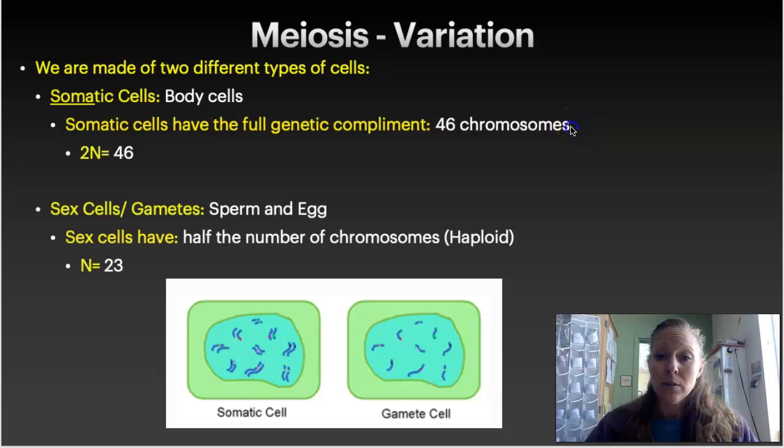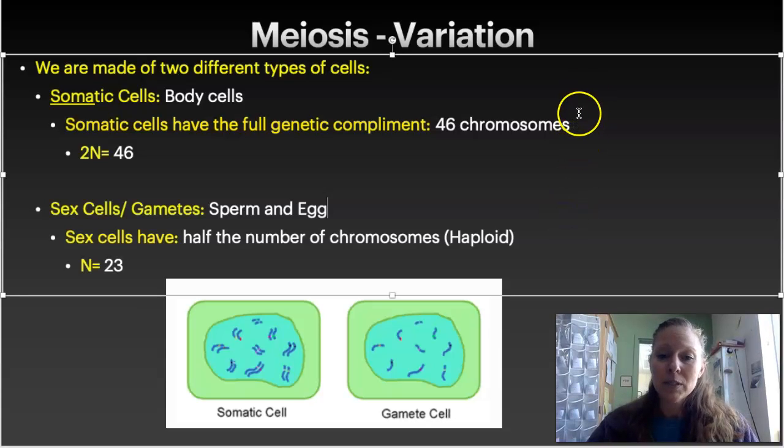So let me put that here. Oh, it's not going to let me type it in. So these are diploid cells, and the sex cells are haploid cells. So n equals 23. If there's 23 chromosomes in our sex cells, or our gametes, then 2n is going to be 46. So that should start to make a little bit more sense now.